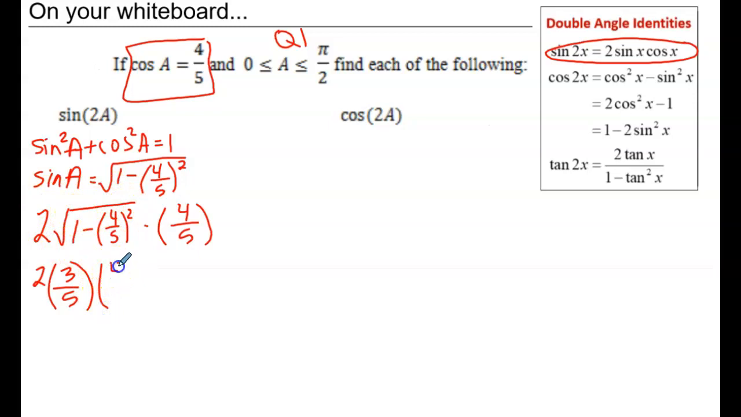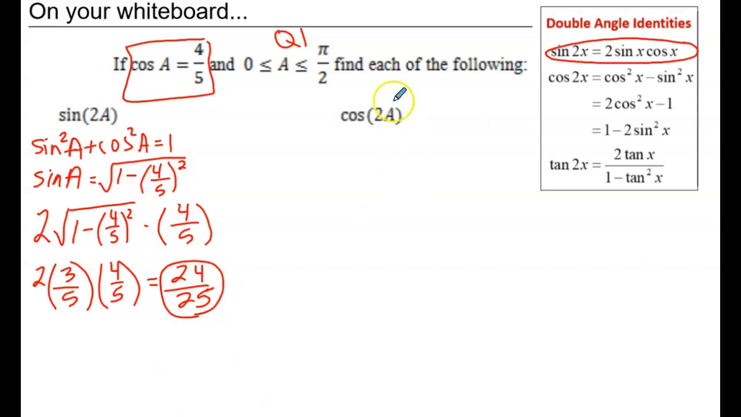Then that's multiplied times 4/5. And then we'll have 2 times 3, which is 6, times 4, which is 24, divided by 5 times 5, which is 25. And the sine of 2 times angle A is going to be 24 over 25.